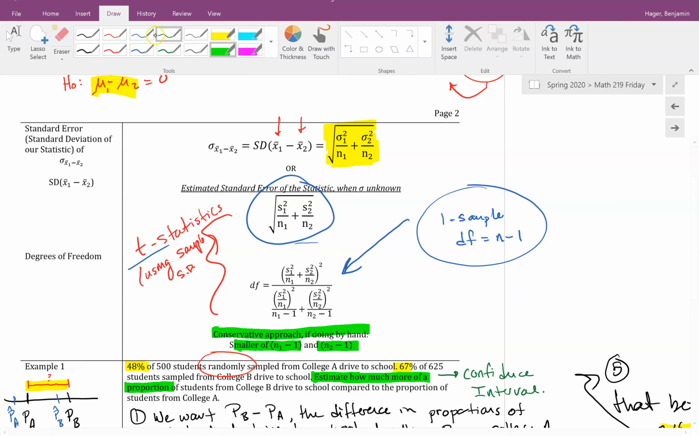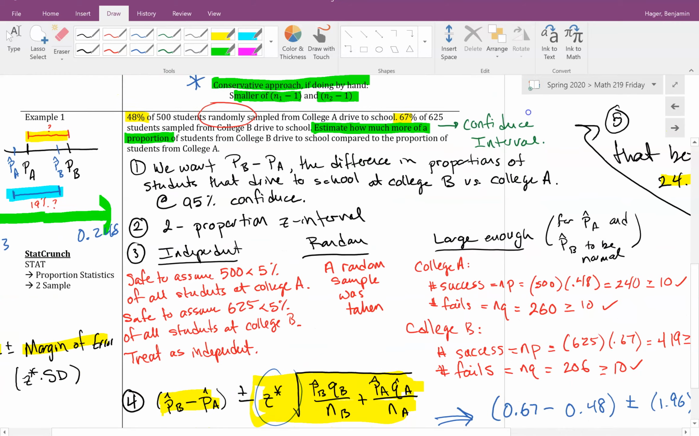Wouldn't this be the degrees of freedom for data set 1, and this would be the degrees of freedom for data set 2 individually? They say if you're doing this by hand, take the smaller of those two. It's not as accurate, but it's going to allow us to do it much more efficiently. When you plug it into StatCrunch, that's what StatCrunch is doing to calculate the degrees of freedom. So doing it by hand, let's not forget that, because who wants to deal with that formula by hand?